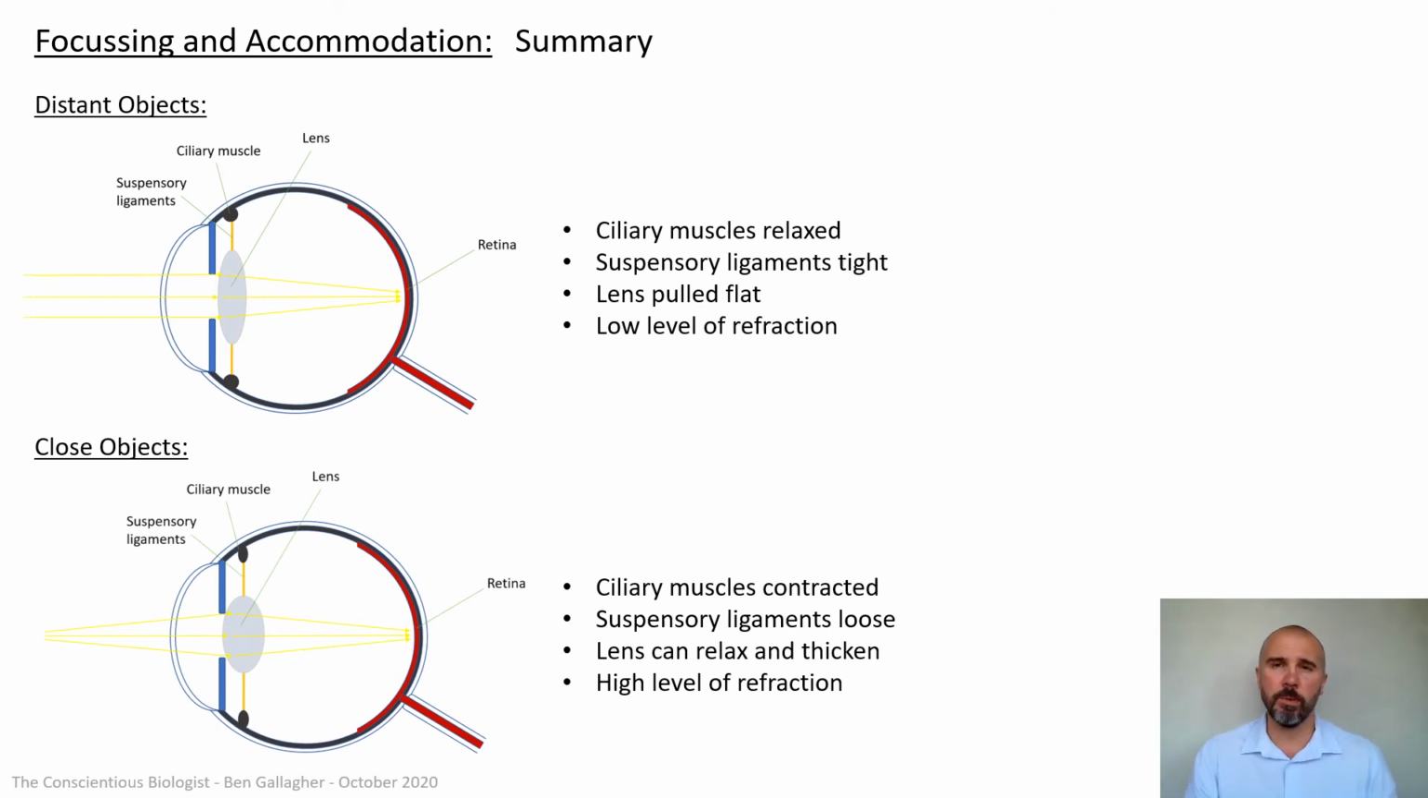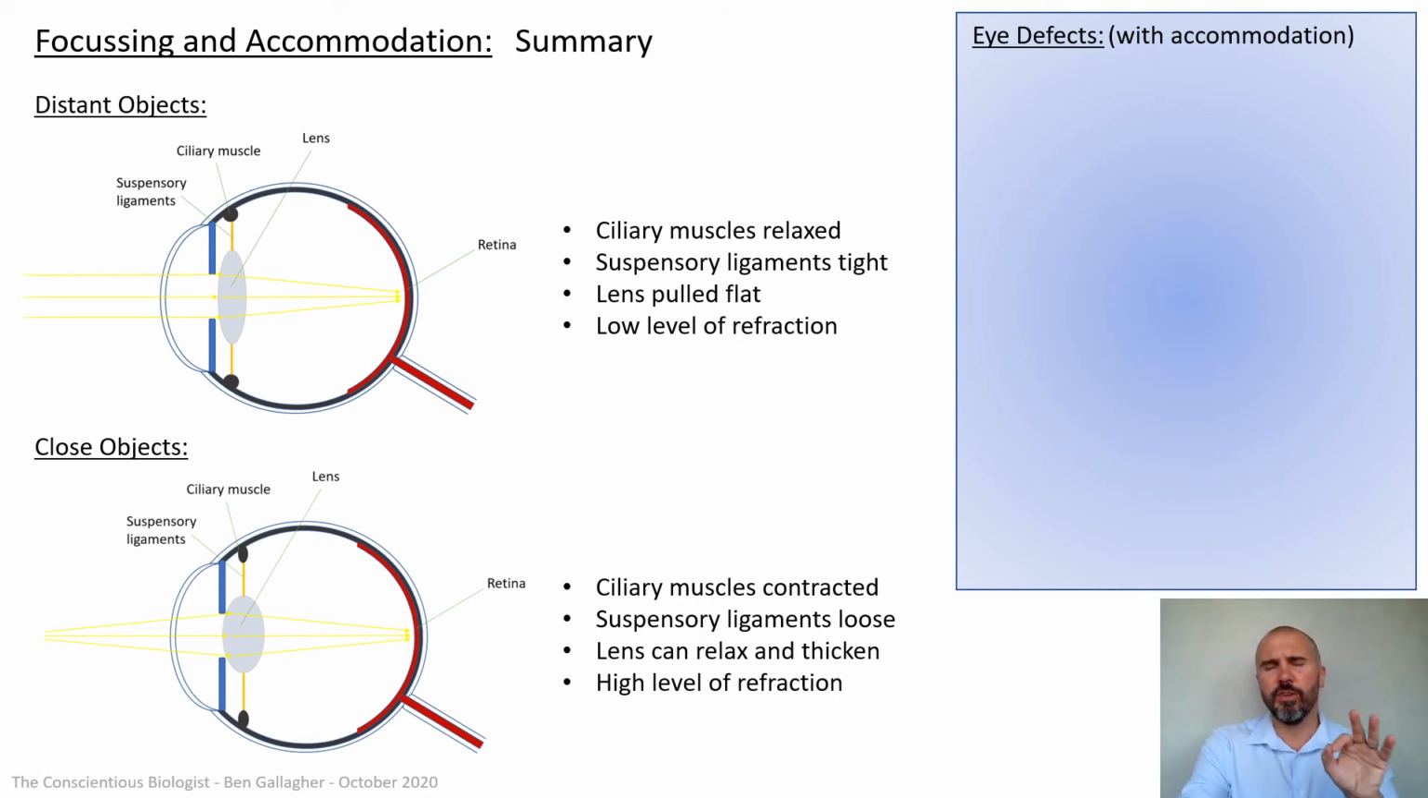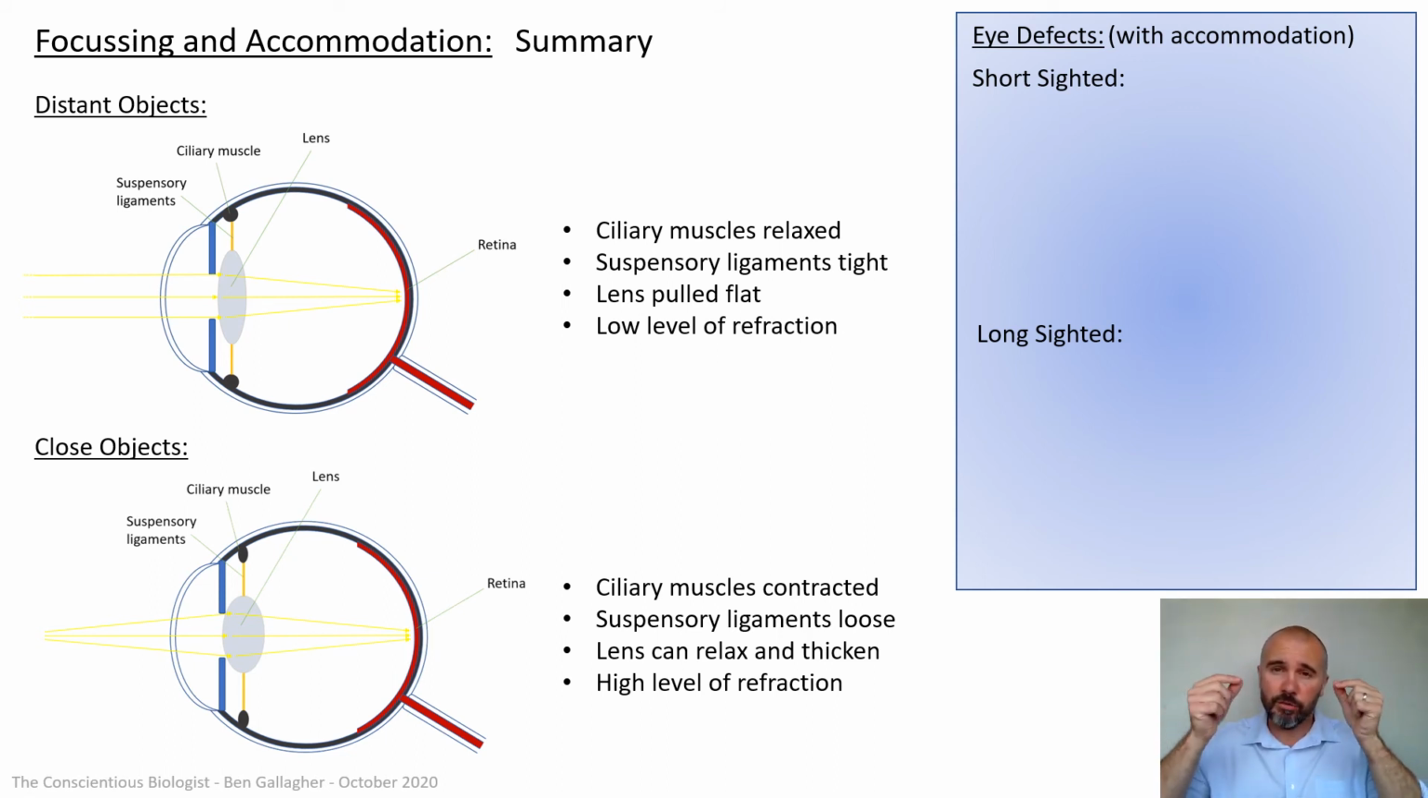But one last thing I want to put on this slide before you take a screenshot of it, and that's when there's issues with focusing and accommodation. So eye defects, but specific to defects with accommodation. Now what we're talking about here is being short-sighted and long-sighted. You may be short-sighted or long-sighted, and you may need glasses to give you an additional layer of refraction to bend the light correctly for you.